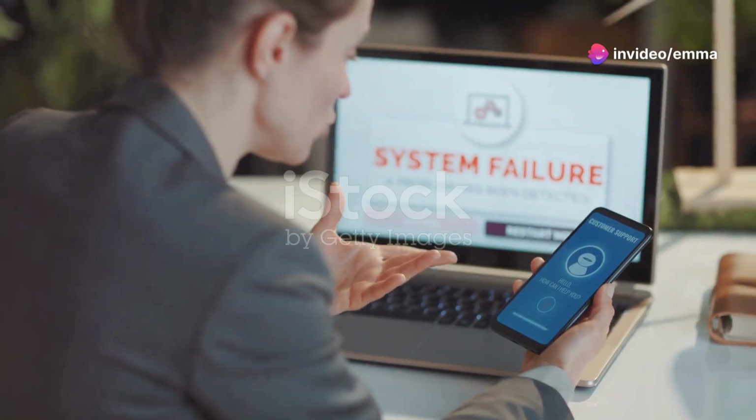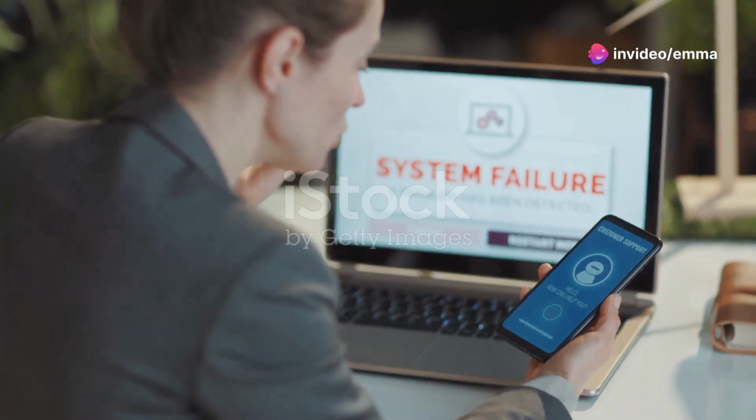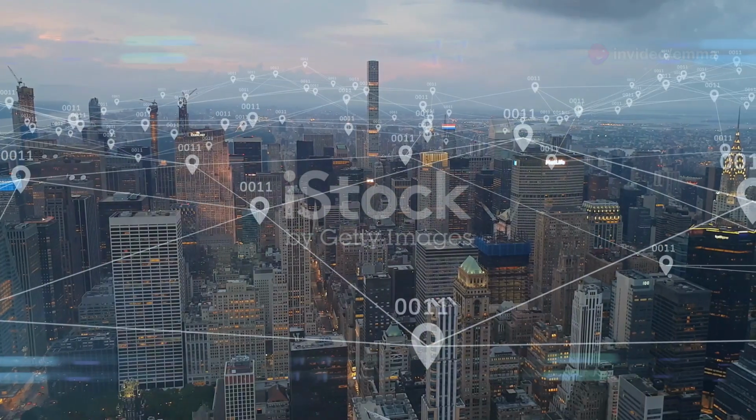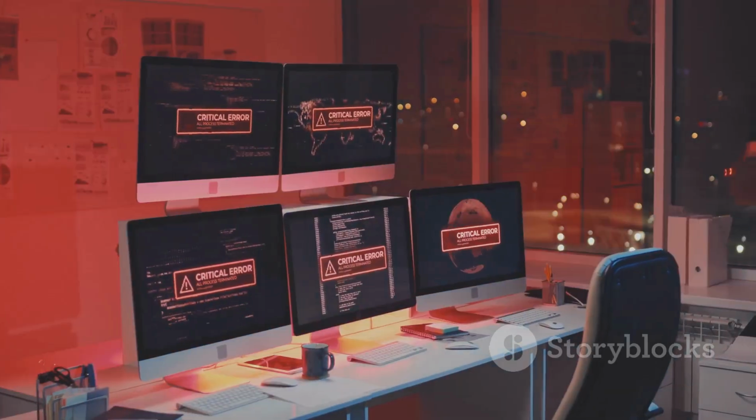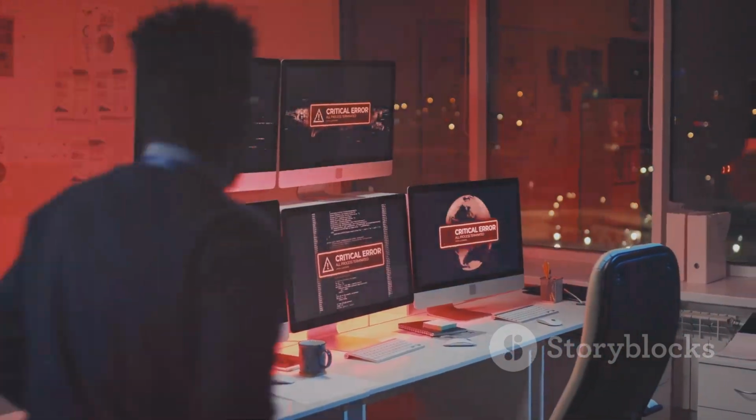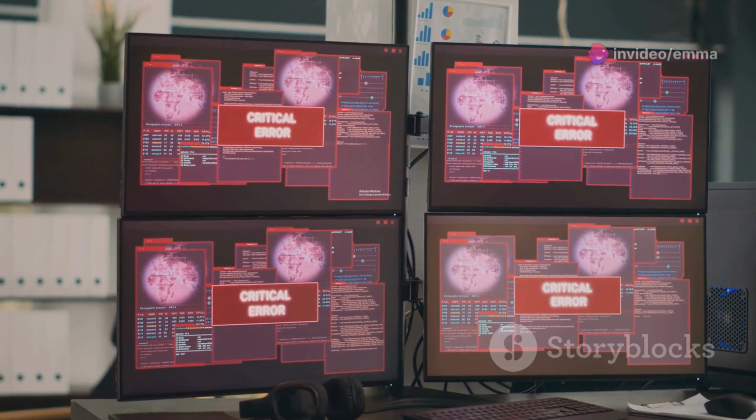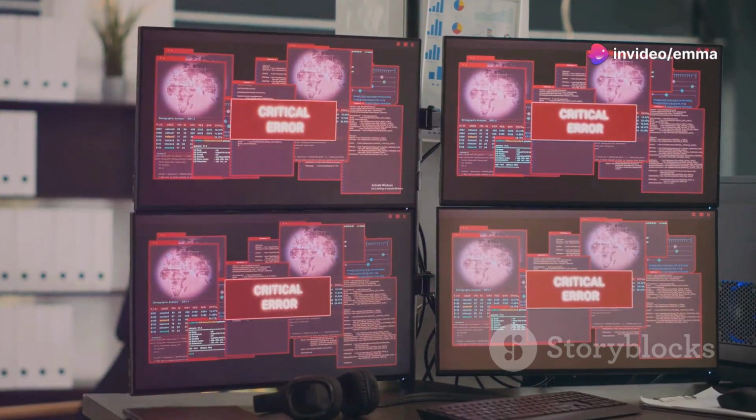Hey, remember that time your computer crashed because of a bad update? Annoying, right? Now imagine that, but on a global scale. That's what happened with CrowdStrike, a cybersecurity company. They pushed out a software update and boom! Systems around the world went haywire.